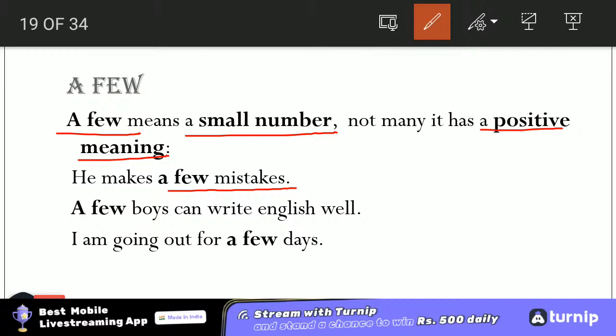Next, a few boys can write English well. कुछ, ज़्यादा नहीं, but कुछ. So it is having a positive meaning again. I am going out for a few days. कुछ दिनों के लिए मैं बाहर जा रहा हूँ. So when we are talking about the positive meaning, we use the determiner a few.